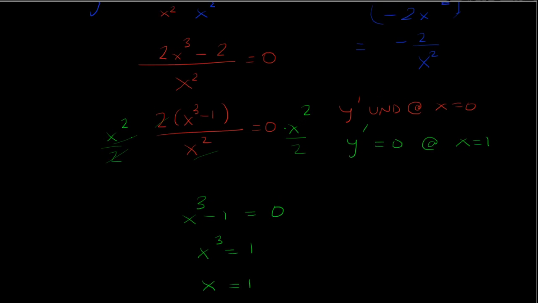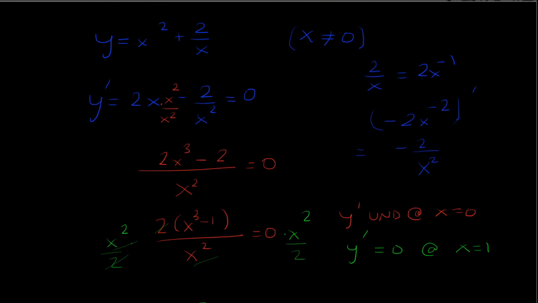But in the beginning we said x cannot equal 0. So 0 is not part of the domain for y. That means we must eliminate it. We cannot use this. So x equals 1 is going to be my critical point.